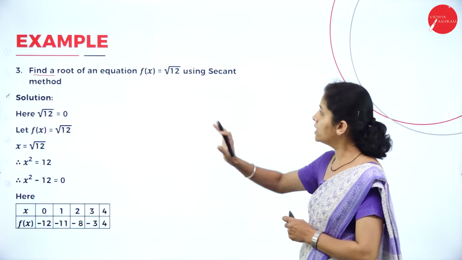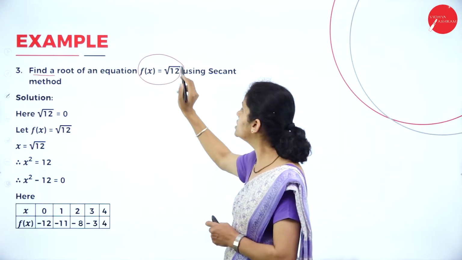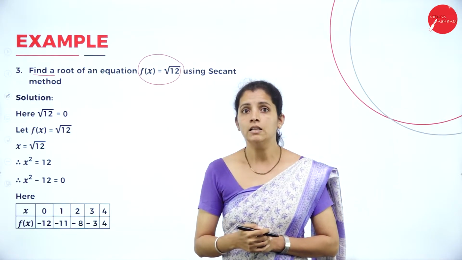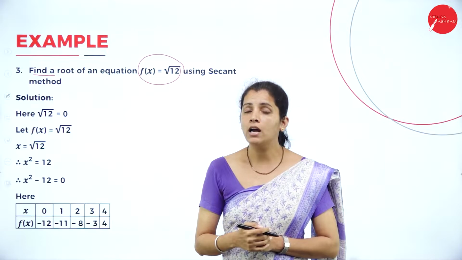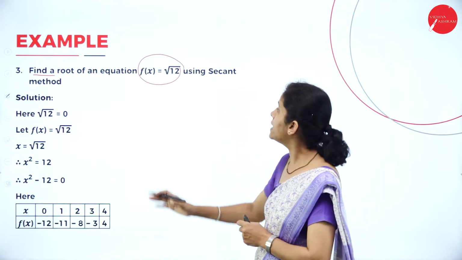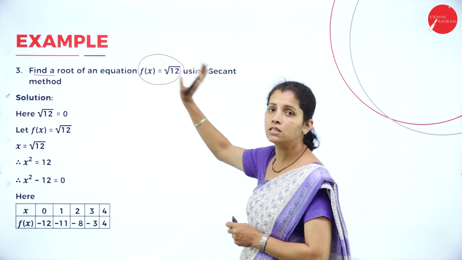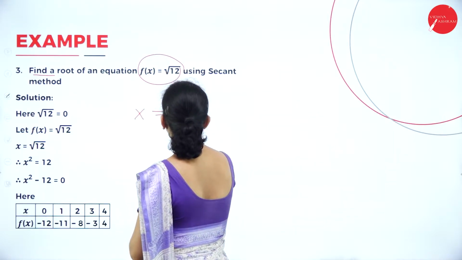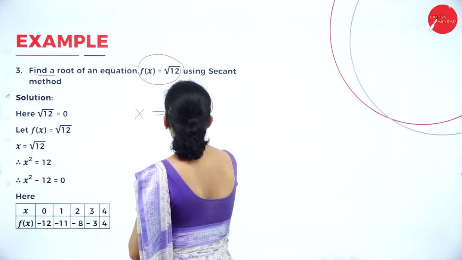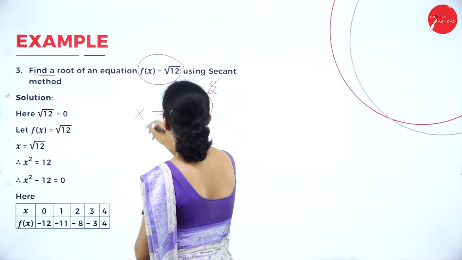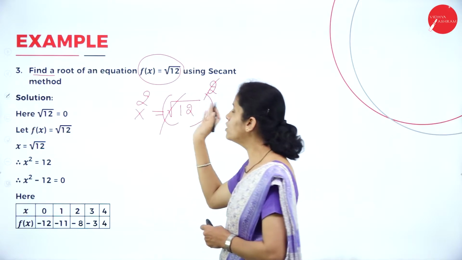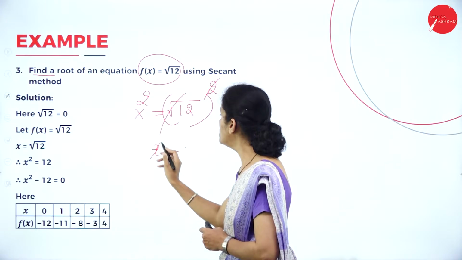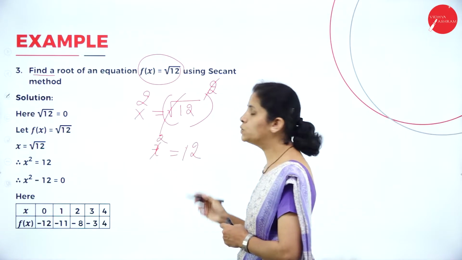method. So in the question, they just mentioned an equation. And what's the equation? Square root of 12. Now, I want to find out the roots. Before that, I just want to simplify this equation. I have x equal to square root of 12. Now, squaring on both sides, I'll get x square equal to 12.